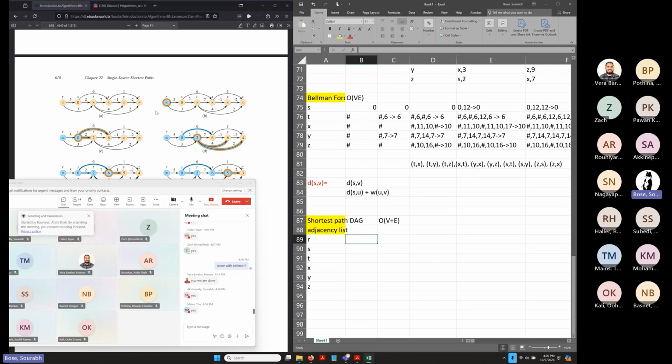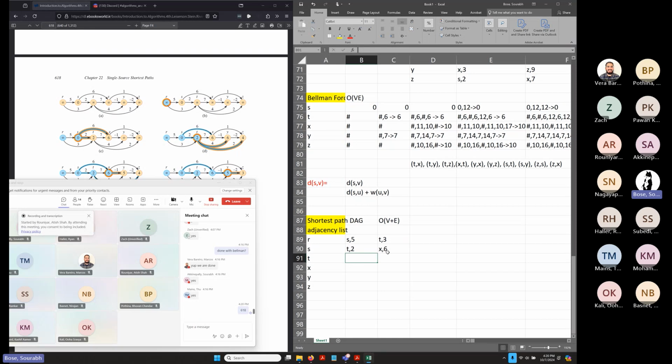So first, let us actually draw this graph. R goes to S with a cost of 5. R goes to T with a cost of 3. S goes to T with a cost of 2. This is on page number 618. And S goes to X with a cost of 6. Negative costs are fine here because there are no cycles.